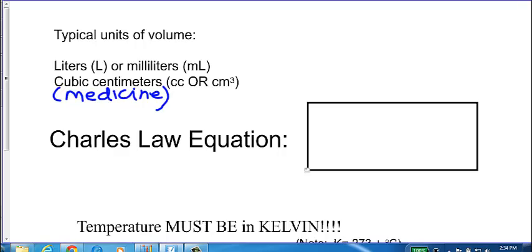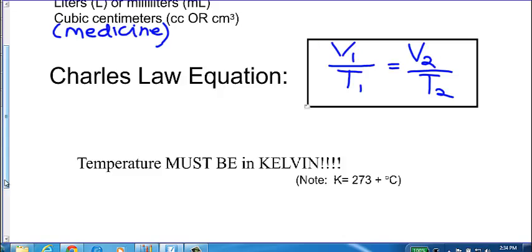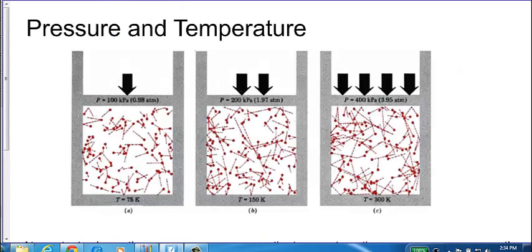The equation for volume and temperature is different than Boyle's law. It's V1 over T1 equals V2 over T2, okay? And again, remember, the temperature must be in Kelvin. That is super important, okay?